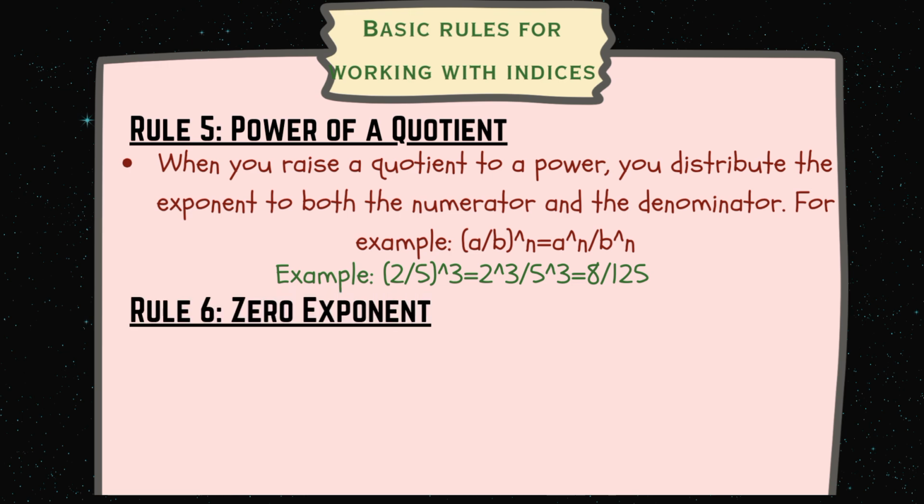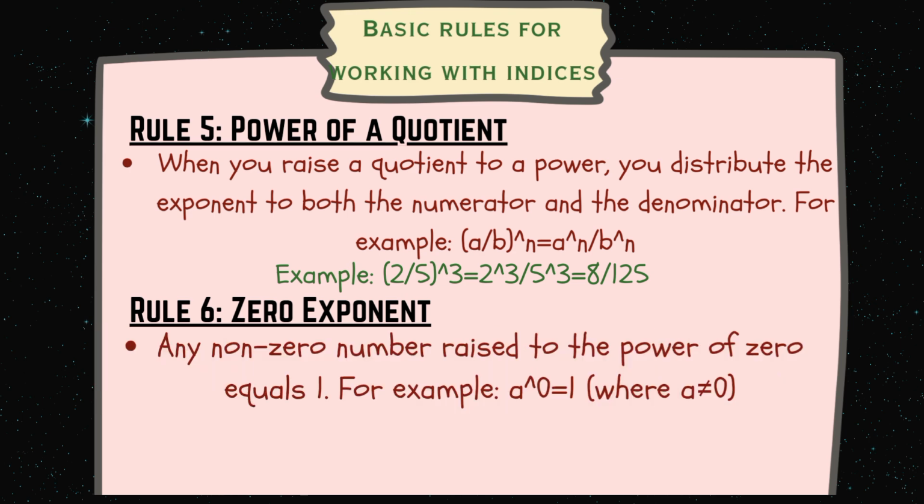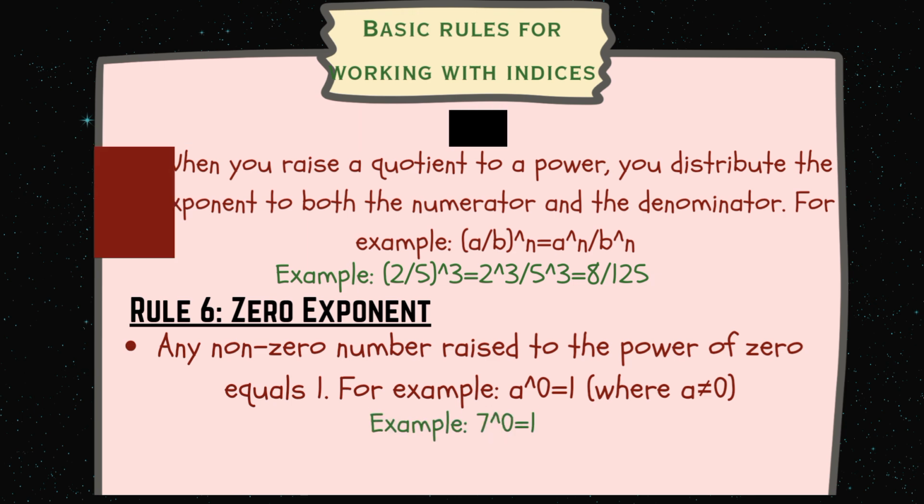Rule number 6 is zero exponent. This states that any non-zero number raised to the power of 0 equals 1. For example, we have 7 raised to the power of 0. After calculation, this equals 1.